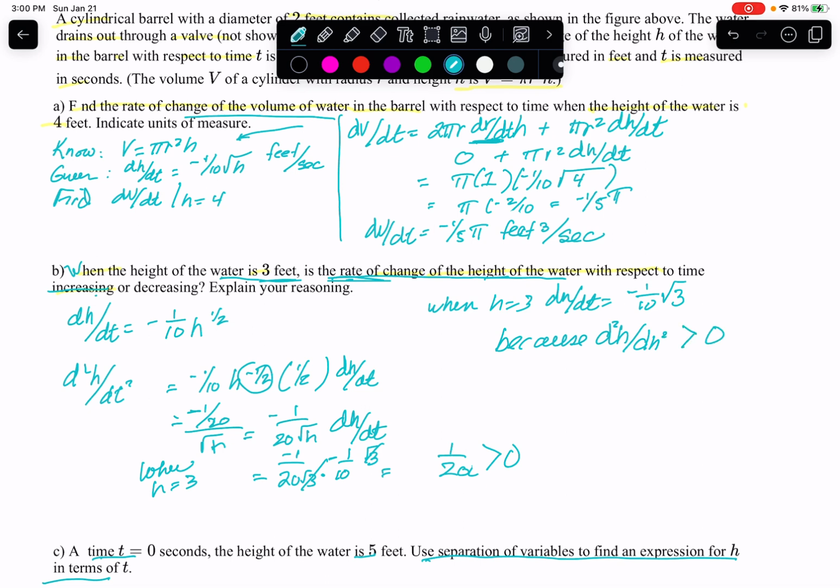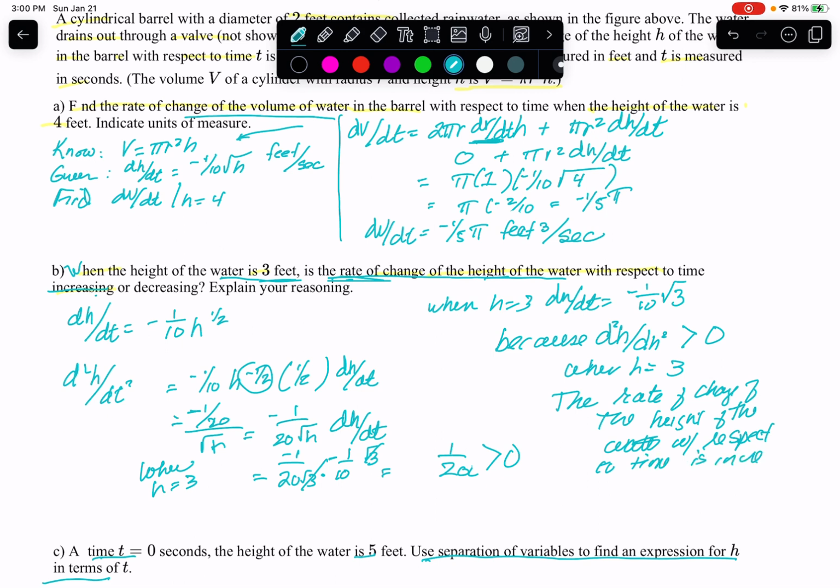Because the second derivative is greater than 0 when h equals 3, the rate of change of the height of the water with respect to time is increasing.